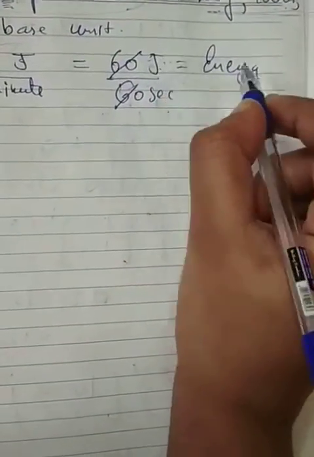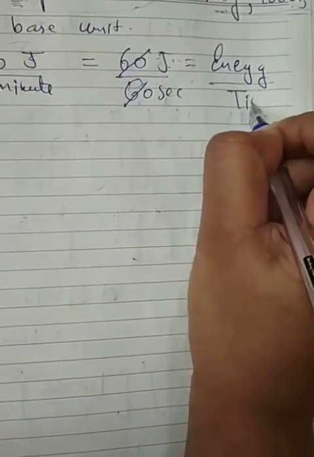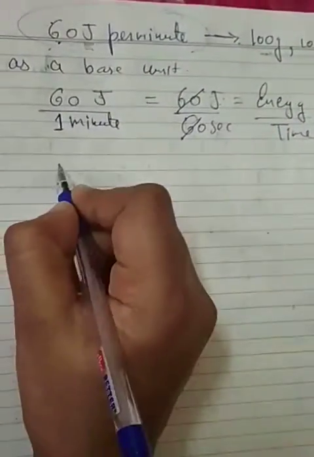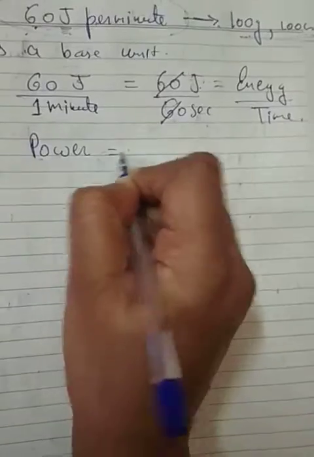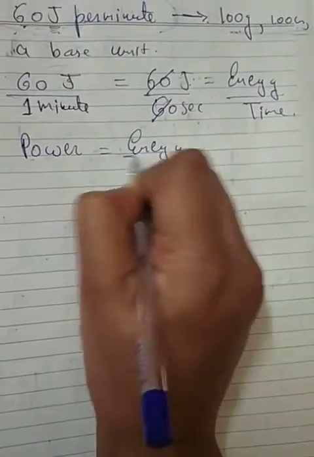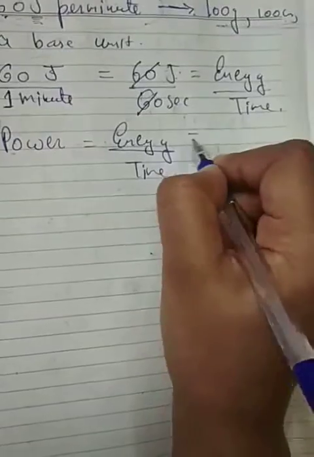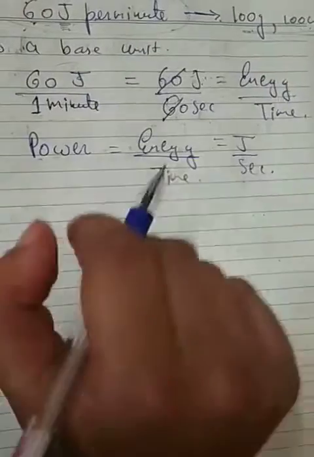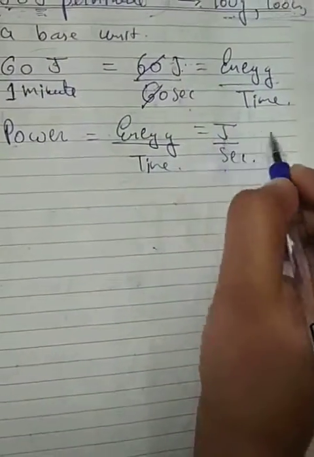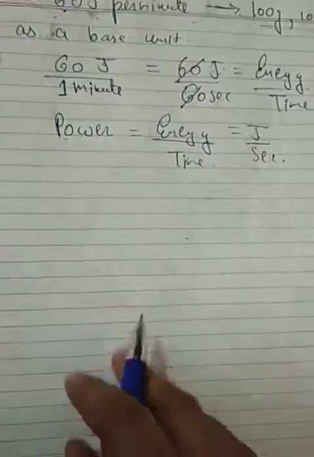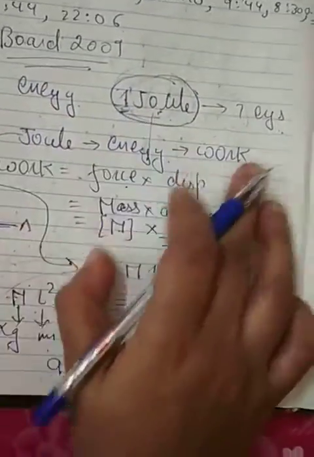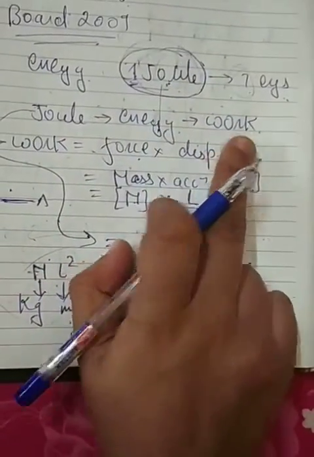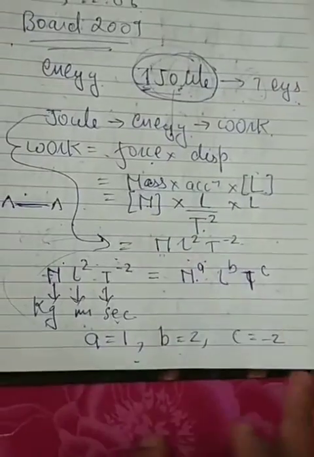Joule per second means joule is a unit of energy and second is time. So can you remember this formula? This is your power. Power is energy per unit time. Energy unit is joule and time unit is second. So joule per second is the MKS system. What is joule? You remember energy is ML²T⁻². Joule, energy, we split into work done, force into displacement, again ML²T⁻².